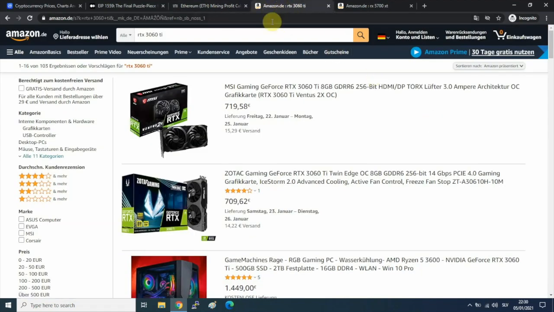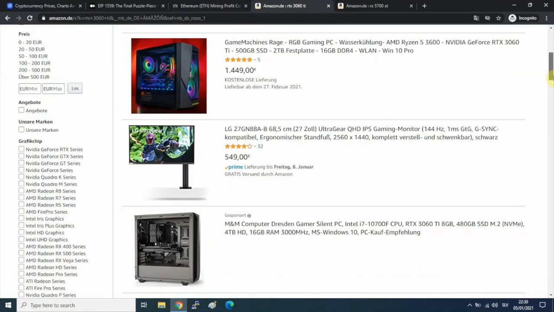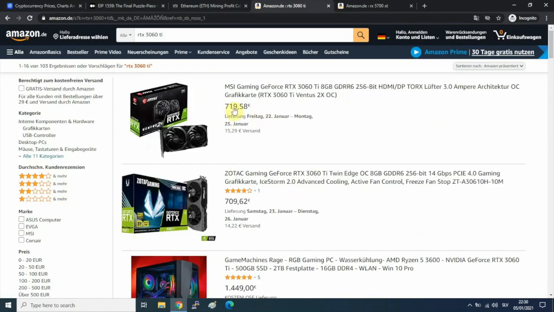If we take a look at Amazon, for example, the RTX 3060 Ti, which is a really good GPU for mining, is selling for 700 euros. Guys, this is not good. These GPUs should be at around 400 euros. The MSRP of these GPUs is $399. So I hope you are not buying this.